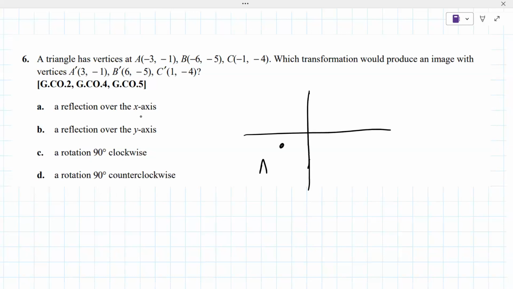So here's A, -3, -1, and then A prime is over here. Yeah, if you reflect over just y, if you just graph one point, you get the answer. Like minimal effort, the answer is the point. All right, let's look at another one here.